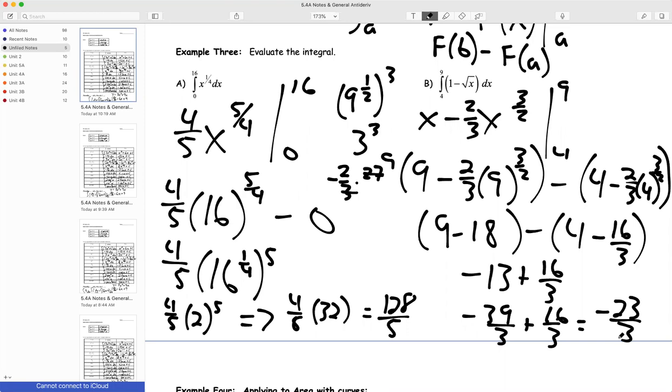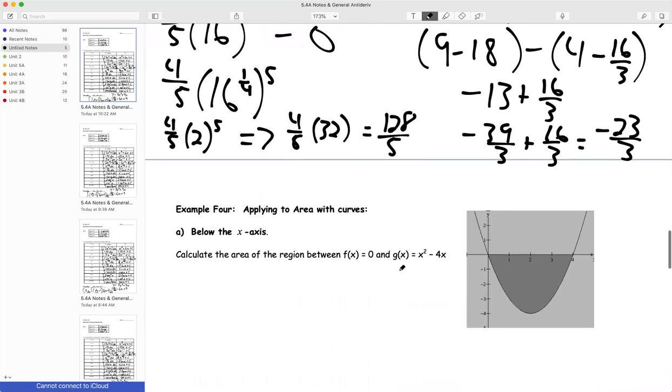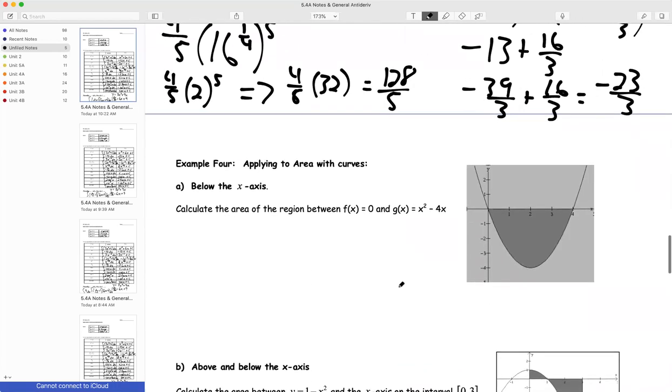All good? Any questions on that one? All right. Well, we need to look at one more thing. But before we do, I need to clarify something.